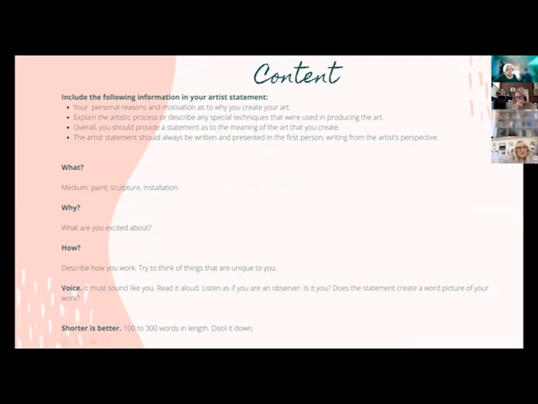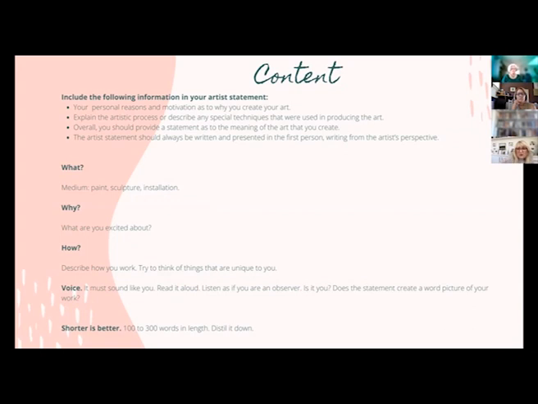It's much easier to start with the longer, cut, distill, edit, right down to the bottom bit till you get to your elevator pitch. It's really about your personal reasons and motivations about why you create your art, what you create, and the techniques, anything that's special about your art and the meaning of your art.